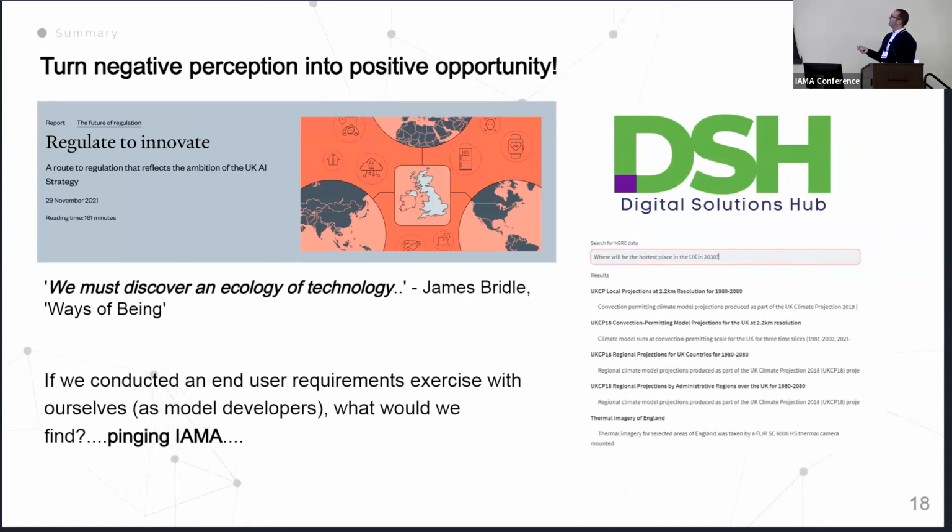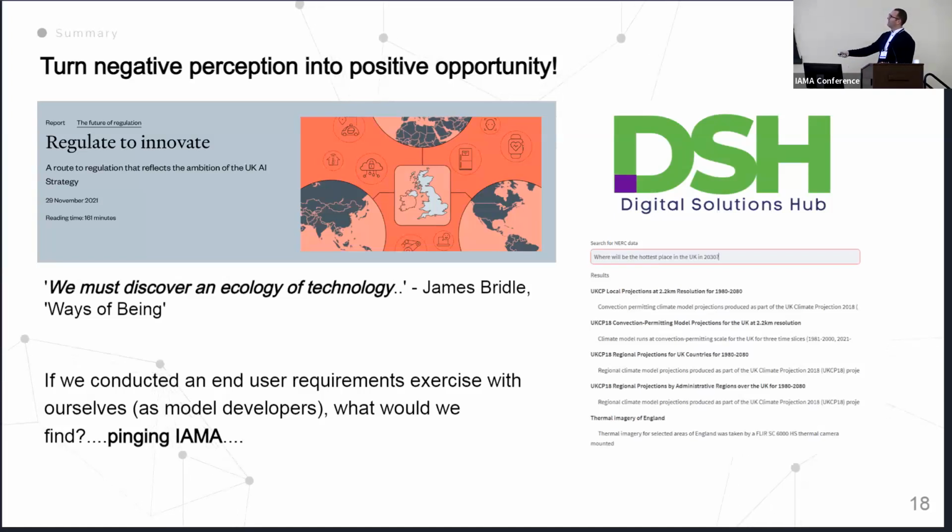To give you an example, what we're doing in the Solutions Hub is, if you expect people to find a data set, why can't they type a question to a search engine? For example, where will the hottest place in the UK be in 2030? By just getting the metadata right, we've enabled an LLM to actually pull out the data sets from that data center. And of course, the next step would then be to answer that question. Okay, so it's going in the right direction.